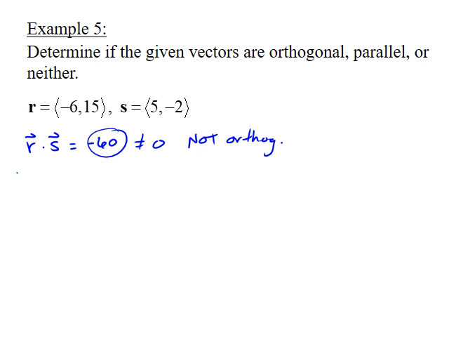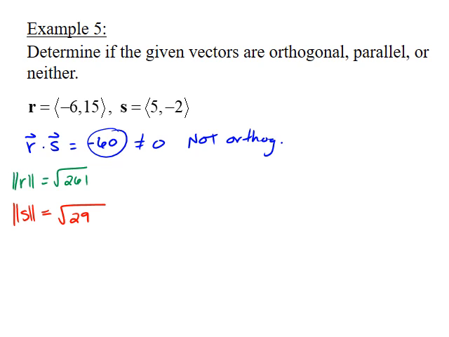The way you do that is find the magnitude of R. This will give you the square root of -6 squared plus 15 squared, which is the square root of 261. Then find the magnitude of S. The magnitude of S is the square root of 5 squared plus -2 squared, which gives you the square root of 29.